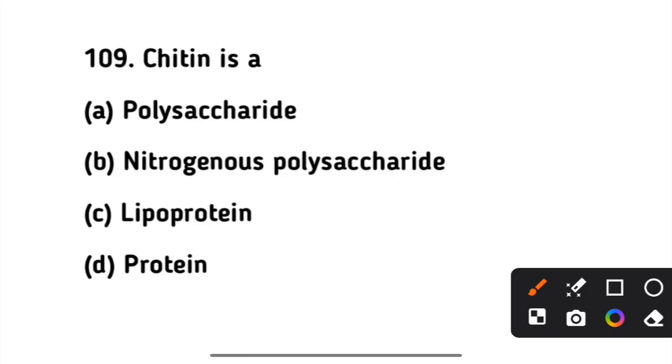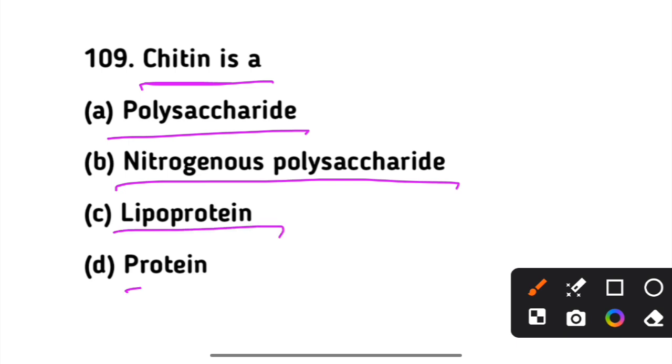Next, chitin is a polysaccharide, nitrogenous polysaccharide, lipoprotein, protein. Option B is correct, chitin is a nitrogenous polysaccharide.